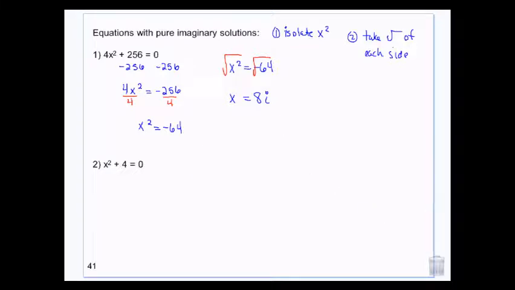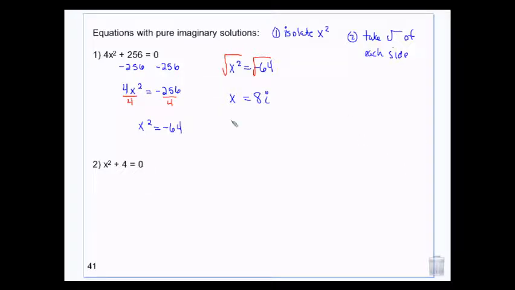So in the past, before you guys had i to use, you would have gotten x squared equals negative 64 and you would have had no solution because there was no such thing as a square root of a negative number. Now we do have a square root of a negative number. It's your little imaginary friend, i.